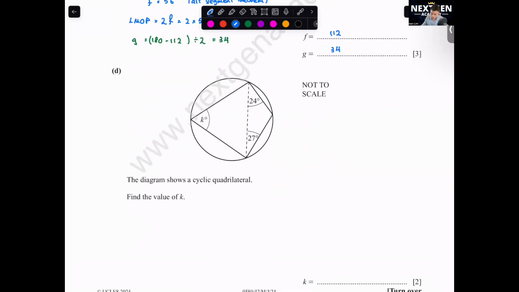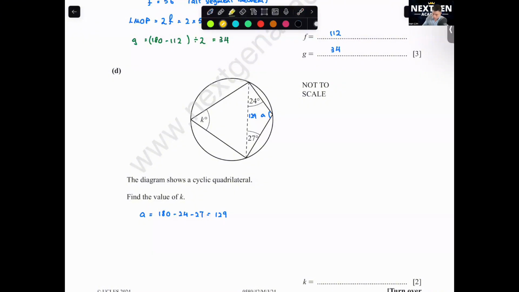Okay, question D. The diagram shows a cyclic quadrilateral. Find the value of K. Number 1, we find this part here first. So let's call this A. Okay, A is equal to 180 minus 24 minus 27 because of the triangle. You get here 129.